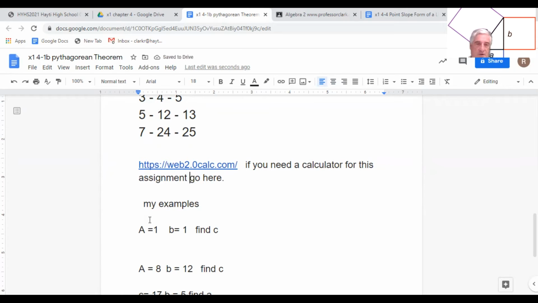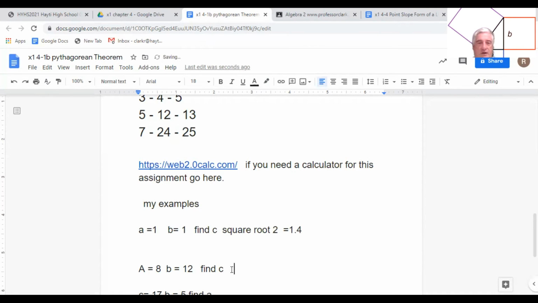Here are my examples. Little a is 1, little b is 1, and we want to find out c. 1 squared is 1, 1 squared is 1. We add it together, we get 2, and our answer would be square root of 2, which is about 1.4. C would have to be bigger than 1.